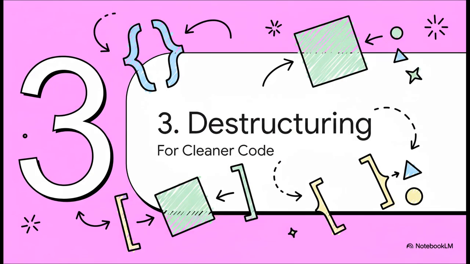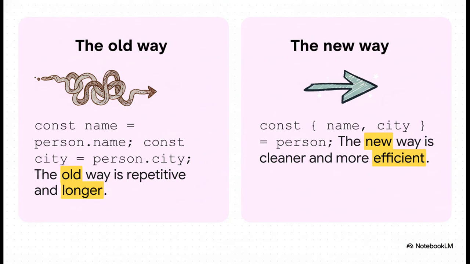Okay, let's talk about our third concept, destructuring. Now I know, the name sounds a little complicated, but I promise it's just a fancy word for a modern professional shortcut. It's all about pulling data out of objects and arrays in a much cleaner, more readable way. This slide just says it all. Look at the left, the old way. You have to create a new variable for every single property you want. It's fine, but it's repetitive.